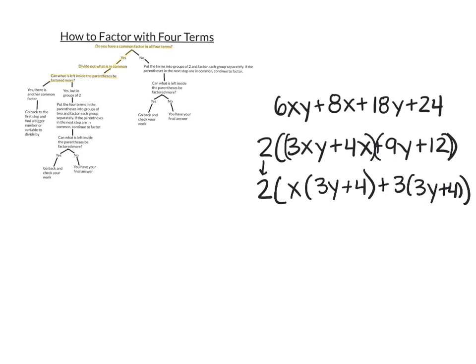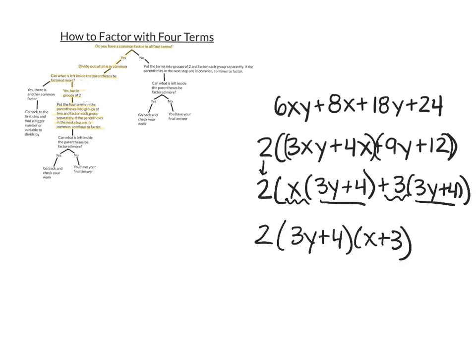So then, continuing down this path, put the 4 terms in the parentheses into groups of 2 and factor each group separately. All right, we did that. If the parentheses in the next step are in common, continue to factor. Let's see, are the parentheses in common? Yes, so let's continue. The 2 stays at the beginning, 3y plus 4, and what's left is an x and a plus 3.